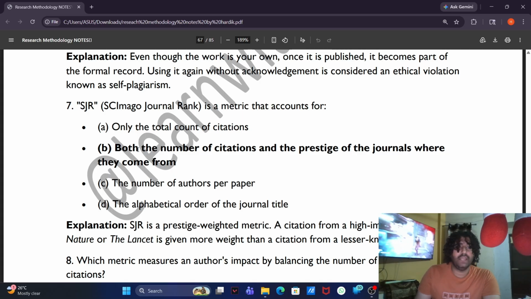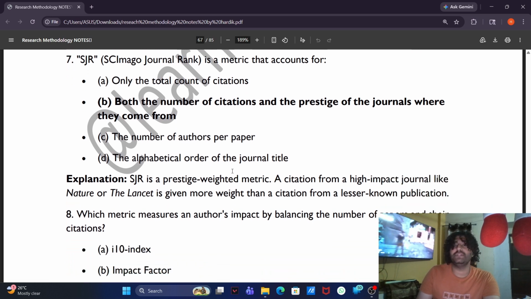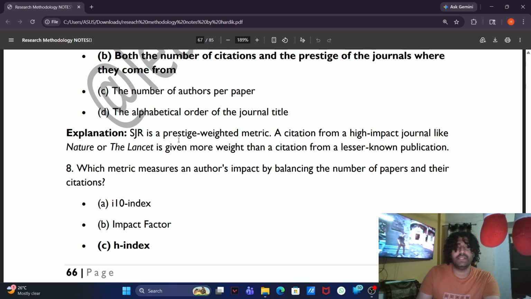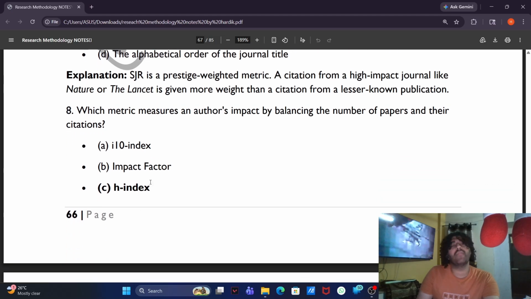SJR, SCImago Journal Rank, is a metric that accounts for both the number of citations and the prestige of the journals where they come from. SJR is a prestige weighted metric. A citation from a high impact journal like Nature or the Lancet is given more weight than a citation from a lesser known publication. Which metric measures an author's impact by balancing the number of papers and their citations?